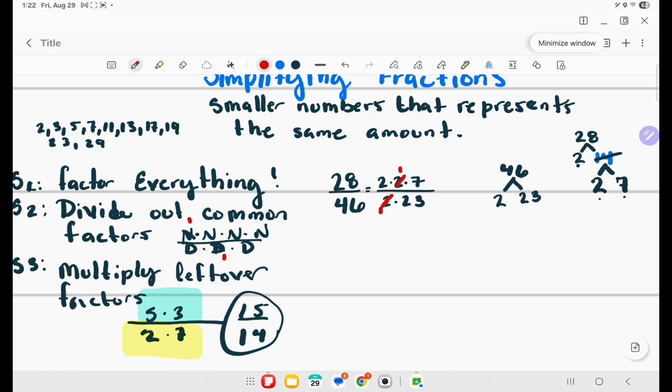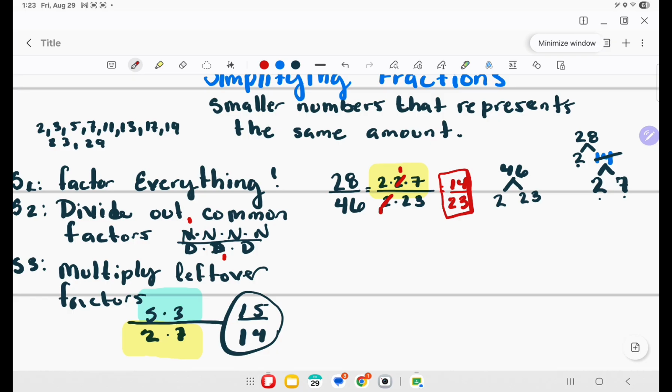Now it says multiply the leftover factors. What factors are left over at the top of this problem? So what's 2 times 7? 14. What's left at the bottom? Just 1 times 23, which is 23. That's the end of the problem. That's all this is.